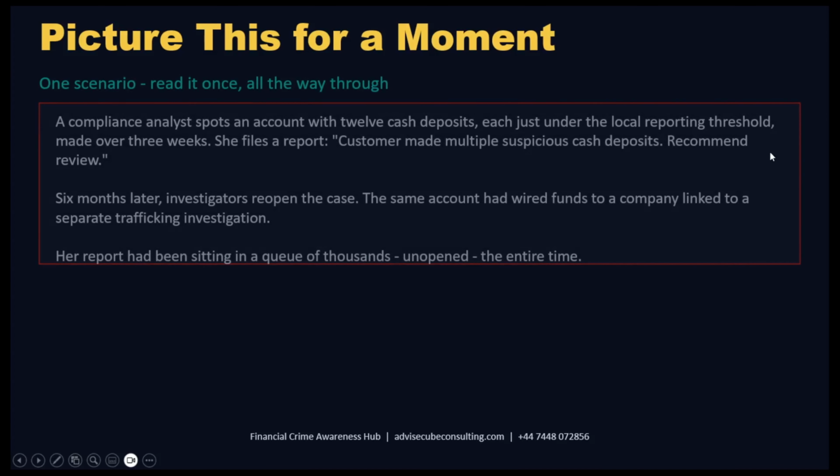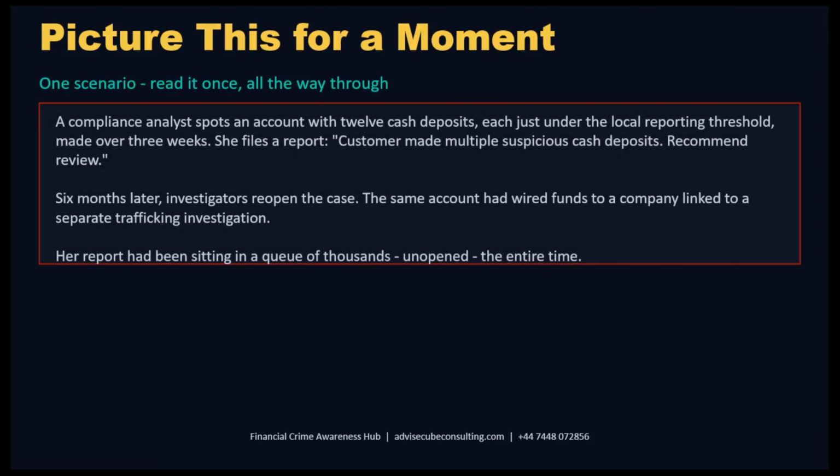Alright, so I want you to picture this. Imagine a compliance analyst spots an account with 12 cash deposits, each under the local reporting threshold, made over 3 weeks. She files a report. The narrative says, "Customer made multiple cash deposits, and it's suspicious, so recommend review." 6 months later, investigators reopen the case. The same account had wire transfers to a company linked to separate trafficking investigations. Her report had been sitting in a queue of 1,000 other STRs, unopened the entire time.